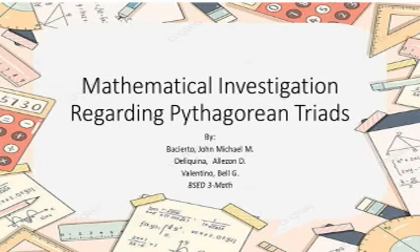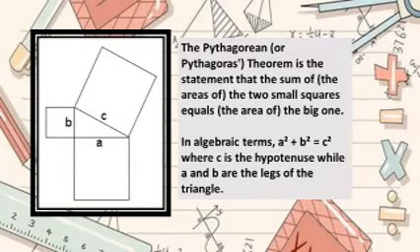So, before we start the main issue of this topic, first, let's discuss the meaning of Pythagorean triads. A Pythagorean triad is a set of positive integers a, b, and c, where a squared plus b squared is equal to c squared. Then, how are we going to find Pythagorean triads?